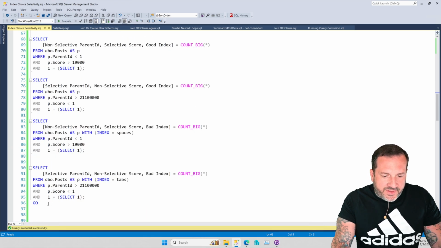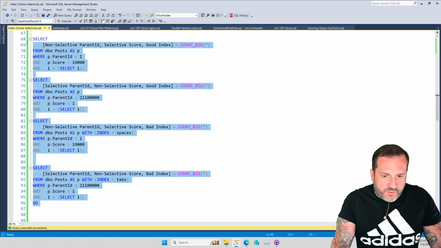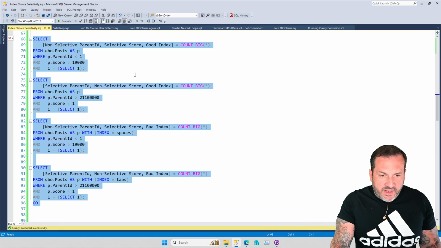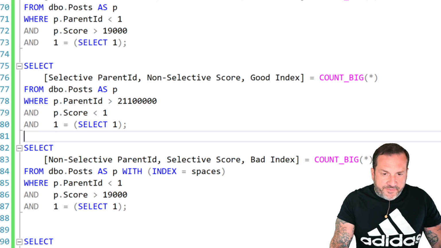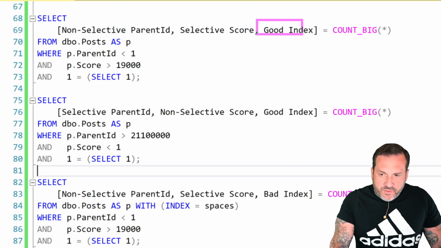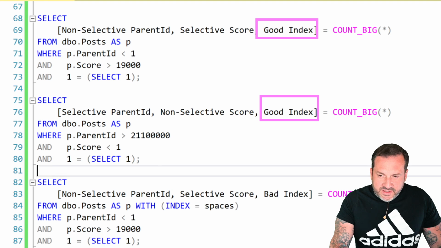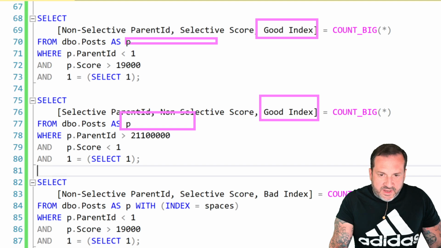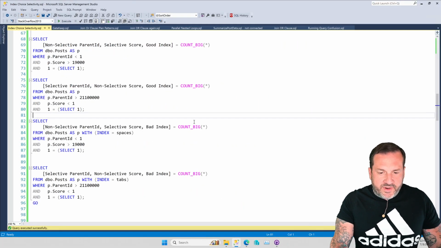All right, so let's run these four queries. And what I'm going to do with these four queries is I'm going to execute them. And what I want to show you here is that for the first two queries, I am letting SQL Server choose the best index that it possibly can, right? We have no hinting on these things. SQL Server is free to choose whatever it wants for an index.